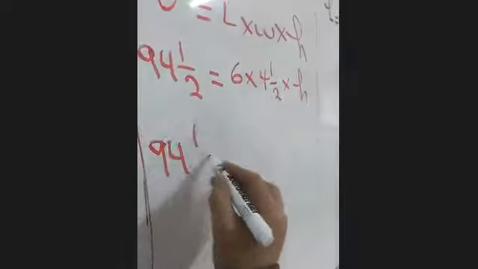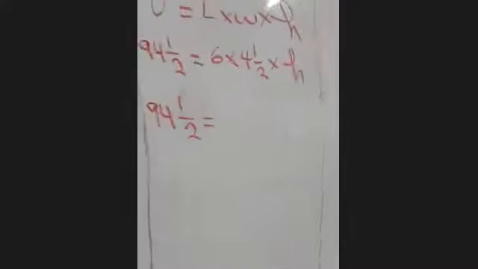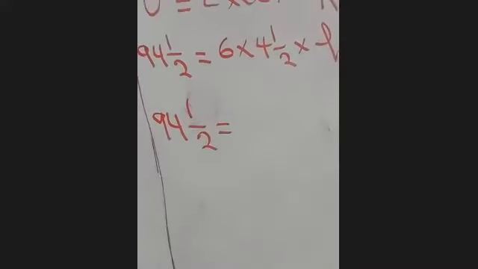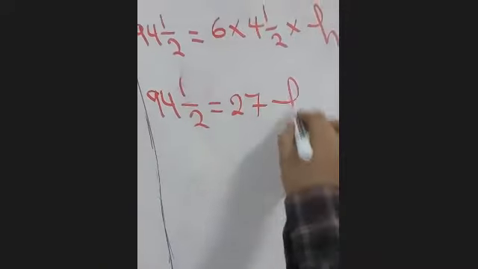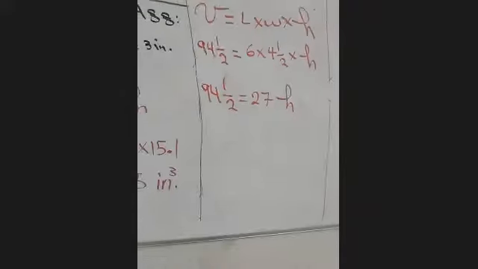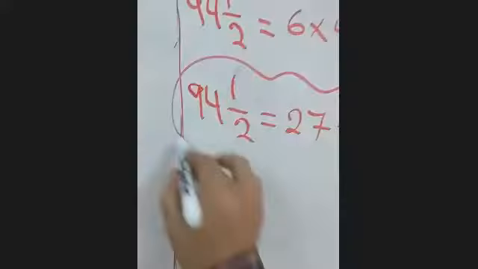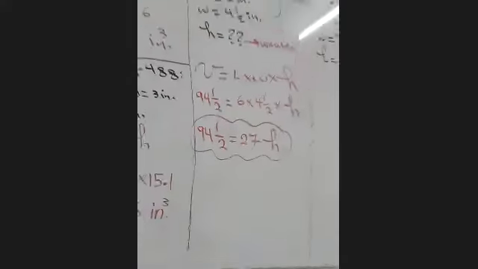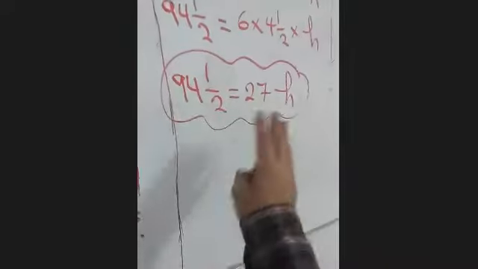We will write 94 and 1/2 equals 6 multiply 4.5, which equals 27, multiply height, right? So we multiply these two numbers and make them one number. What do we call this? Multiplication equation. How do we solve it? We will divide by 27 on both sides.